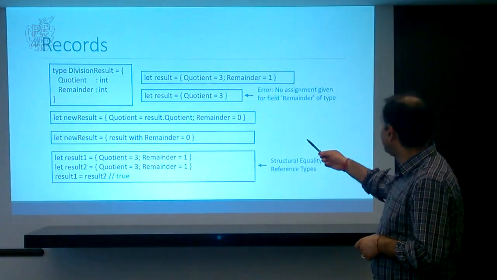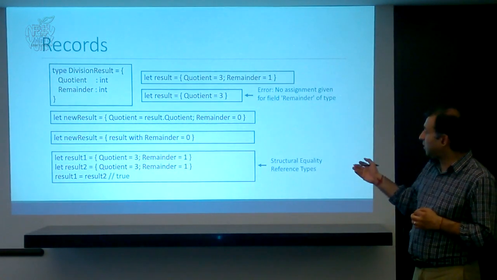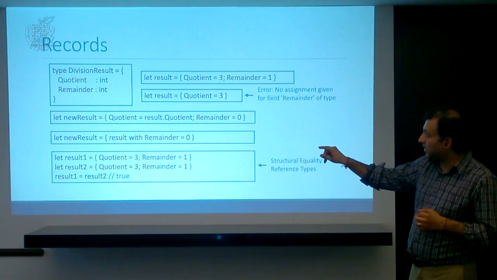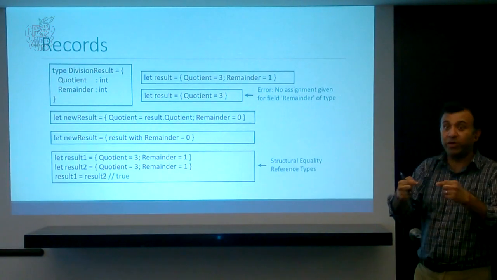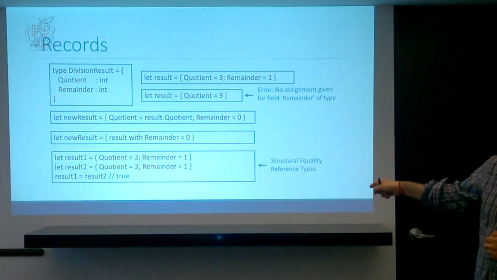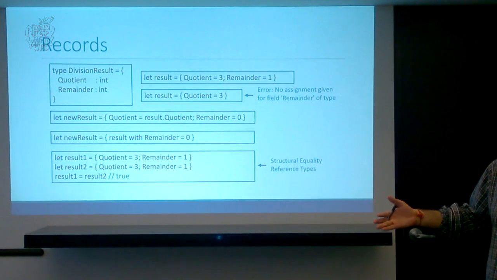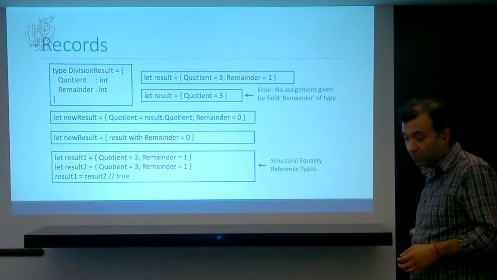And the important point here is that when you compare them, you're actually looking at the structure required. That is to say that these are not classes, because if you have something like Java or C#, when you compare, you actually compare the pointers. So even if you have the same value, it will say this is not equal to this because these are two different objects. When F# compares, it compares the value. So that's what it means by structural equality.